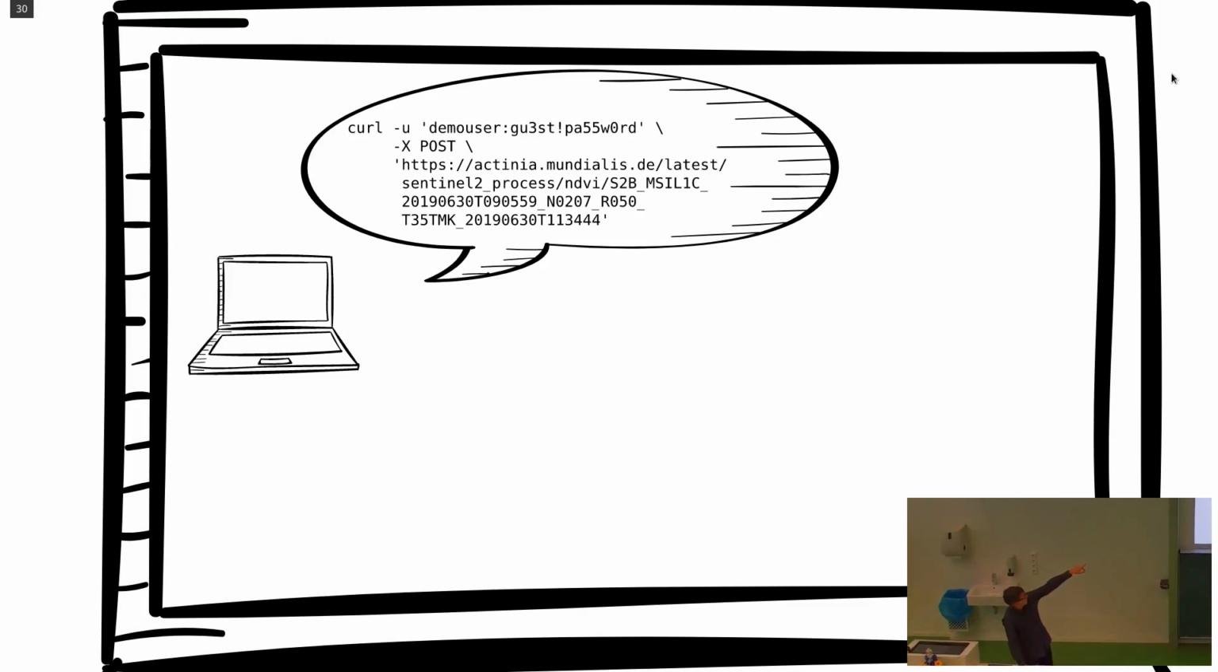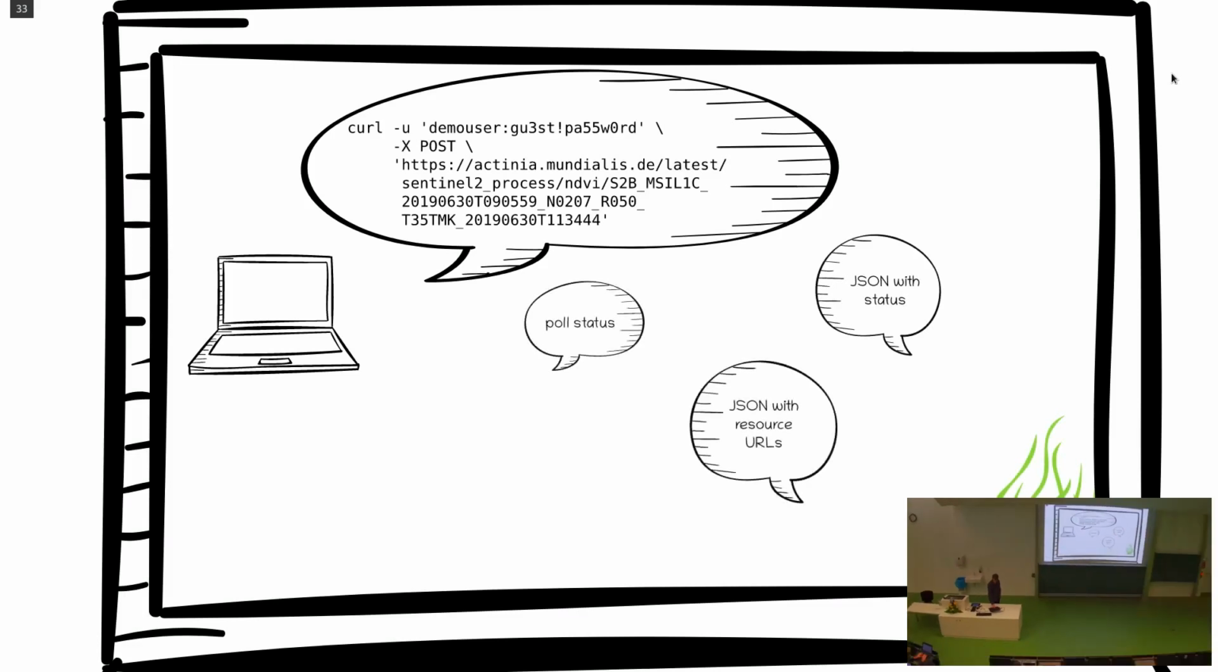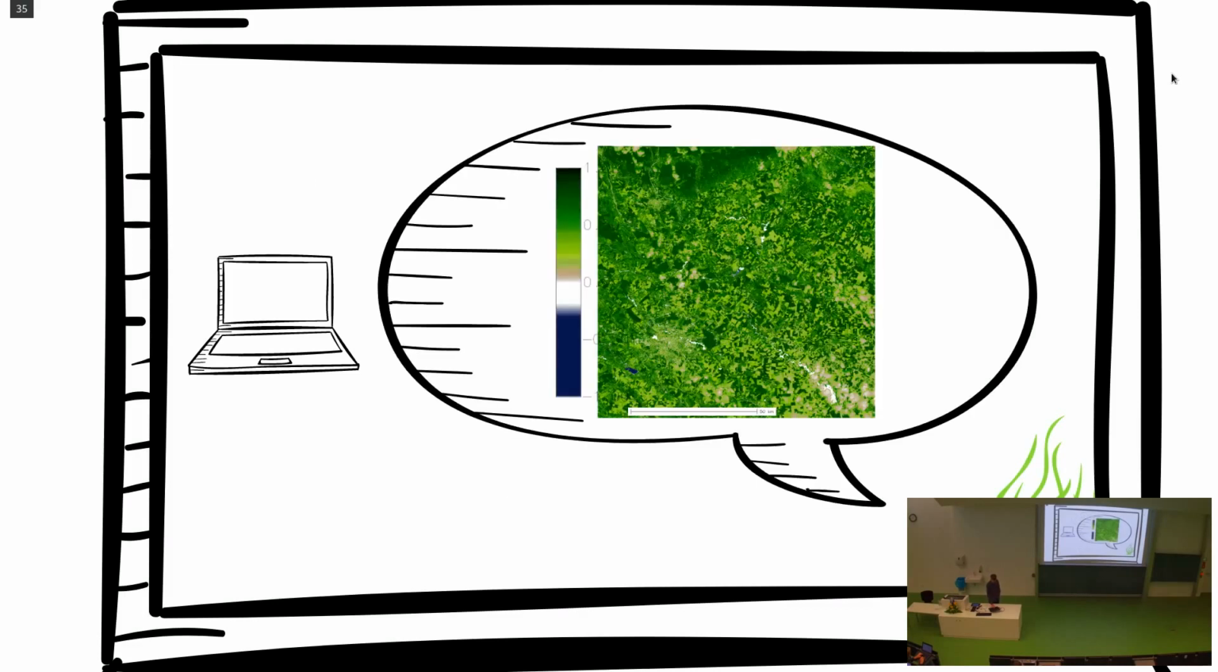process, please compute the NDVI and use this scene. So this is the syntax, pretty easy. And then again you send it, you get something back, it does the number crunching and it tells you where to download the NDVI. Voila, there it is. Okay.